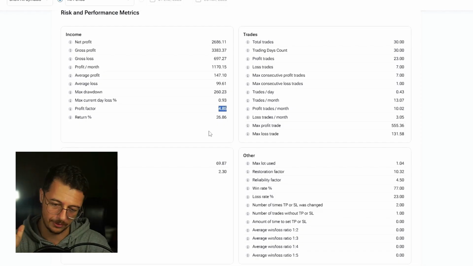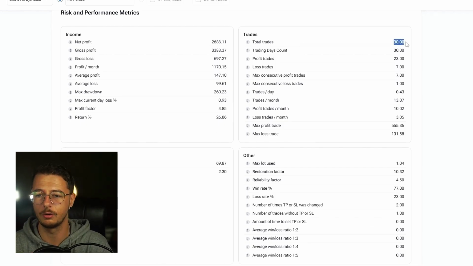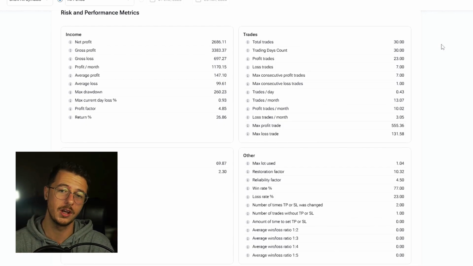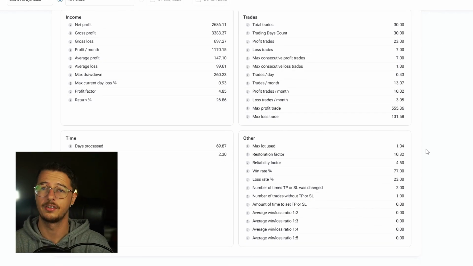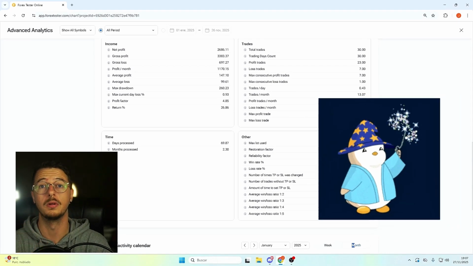That is absolutely insane. I don't think this will hold out at 5 if we do 1,000 trades, honestly. But even like that, this is a huge profit factor and it's a really good starting point. So we can see we made a total of 30 trades, 3 months of trading in 2025. And like I say, for me, these results are complete magic.